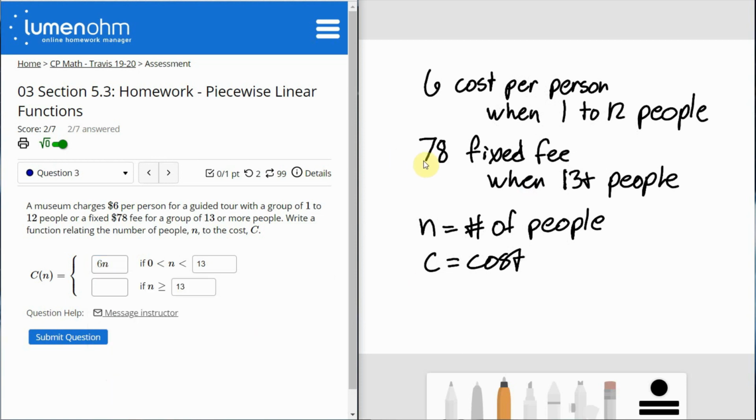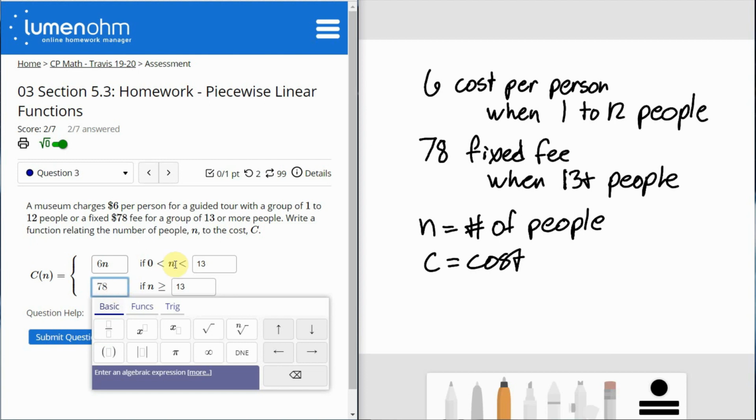Because 78 is a fixed rate used for any number of people over 13, the second expression will just be 78.